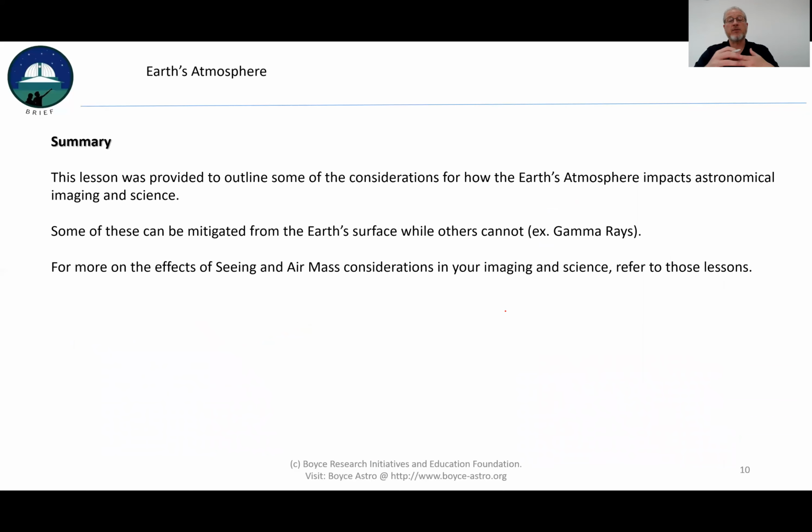In summary, this lesson has provided an outline of some of the considerations for how the Earth's atmosphere impacts astronomical imaging and science. Some of these can be mitigated from the Earth's surface, while others cannot, such as gamma rays. For more on the effects on seeing and air mass, please consult those lessons provided for you.